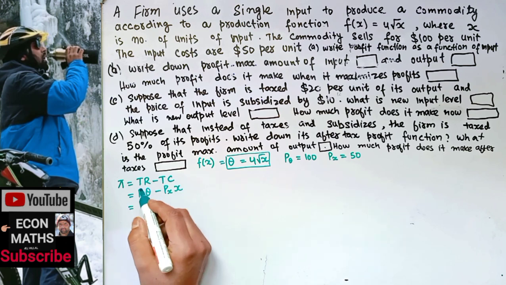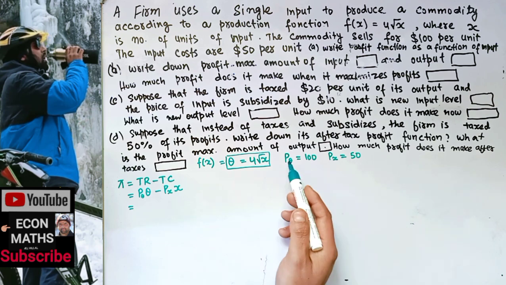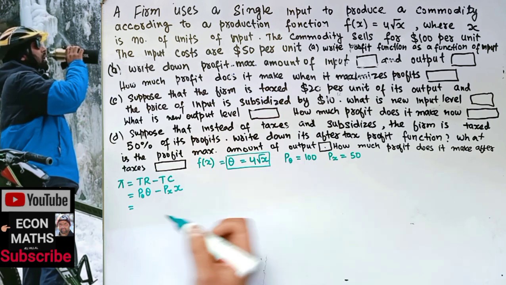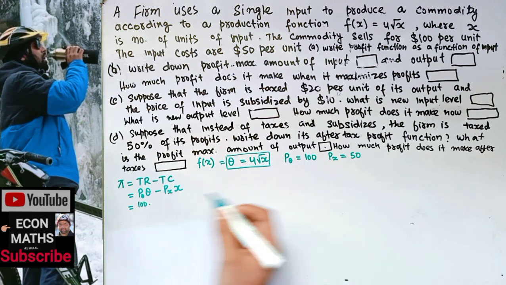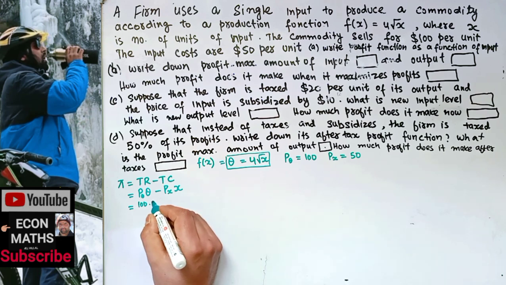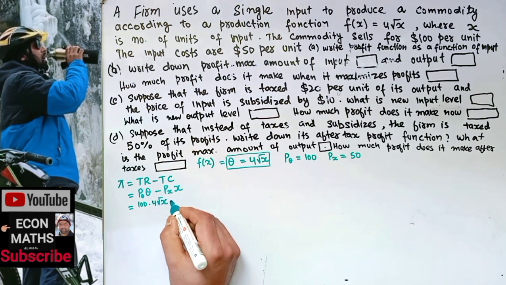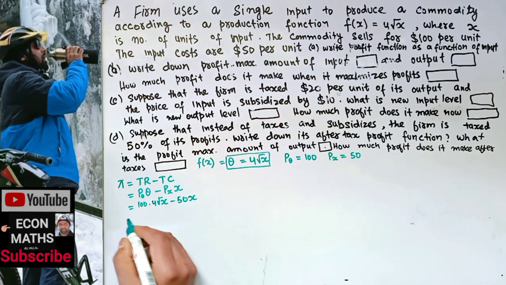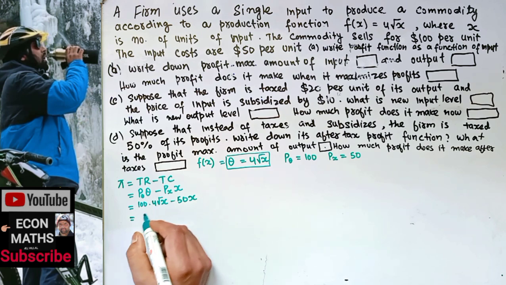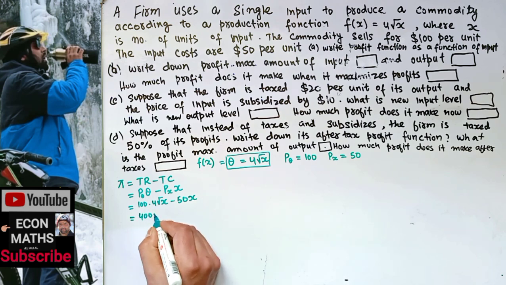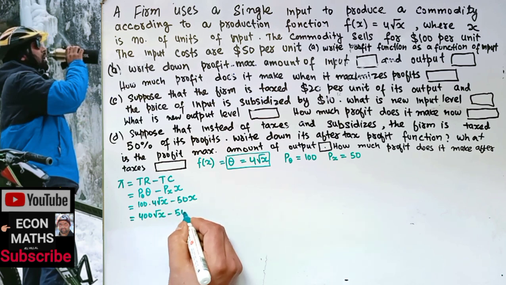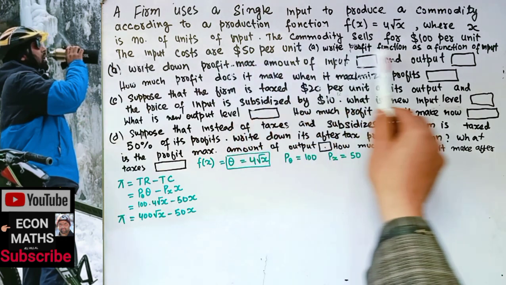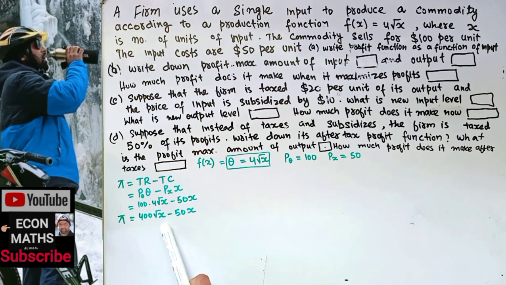So price of output times units of output will give us the total revenue. Price of output is 100, times q, our production function, that is 4 under root x, minus price of x, the input, which is 50, times units of x, which is x. That means it becomes 100 into 4 is 400 under root x, minus 50x. This is our profit function. So this is the solution to the first question, that profit is a function of input.